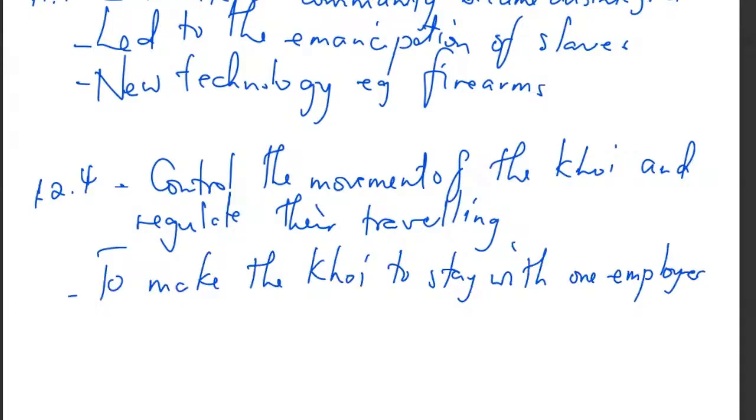If they didn't have a pass to go to any other employer, it meant that they would not leave the current employer. So it was also a way of regulating the supply of labor. They wanted to control and regulate the supply of labor from the Khoi by restricting their movement so that they will stay with one employer. It meant they would not change employers provided that they don't have official documents which will allow them to move. So that was how they instituted the pass laws to their benefit.